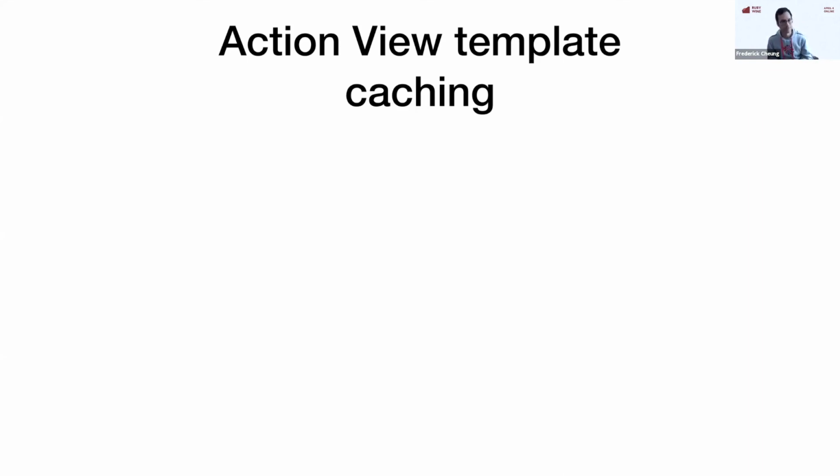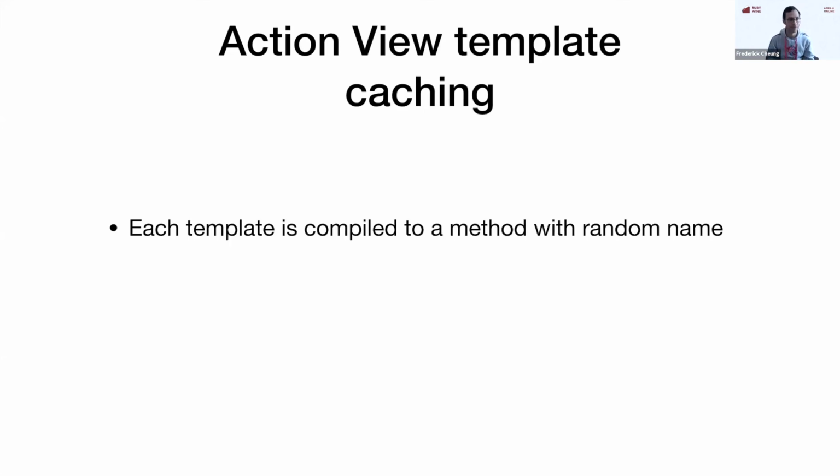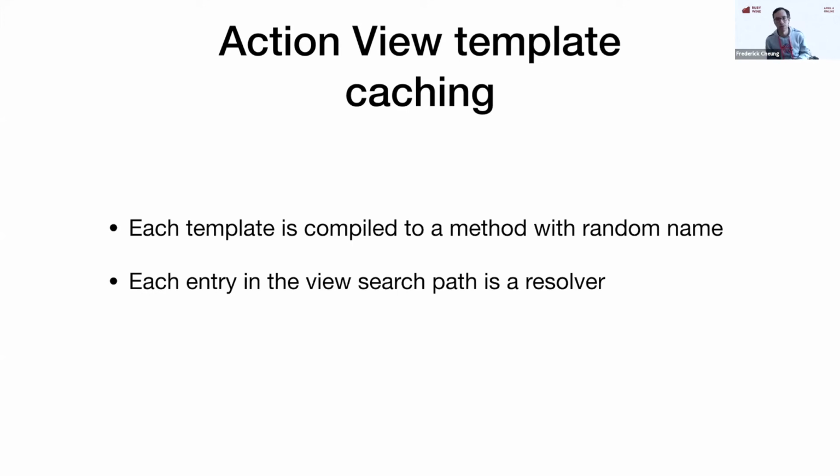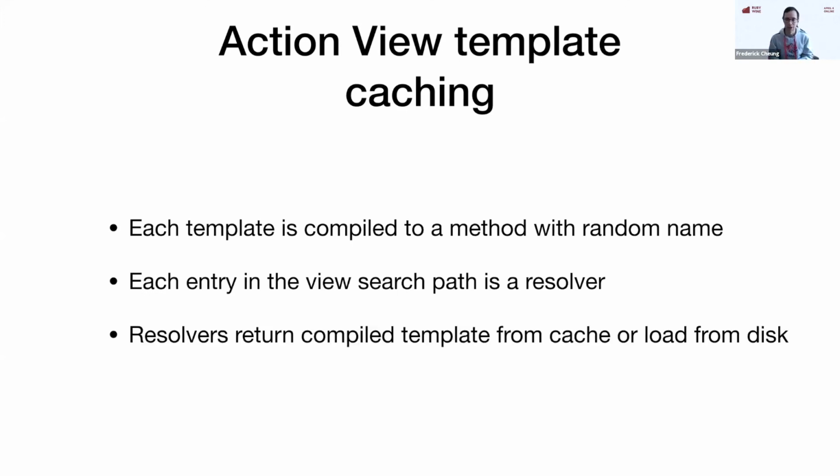So I did some reading around the Rails code base. I found this: each template is compiled to a method with a random name. Each entry in the view search path is an object called a resolver, and a resolver is a thing that either returns a compiled template from cache or loads from disk. So I had thought before that the Rails template cache was one big hash, but it's not. It's one cache for every entry in the search path.